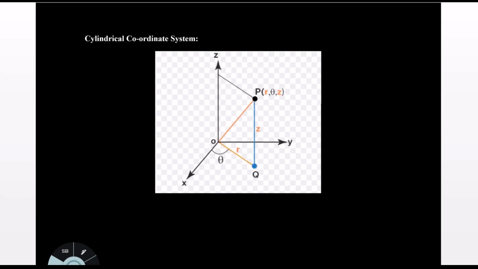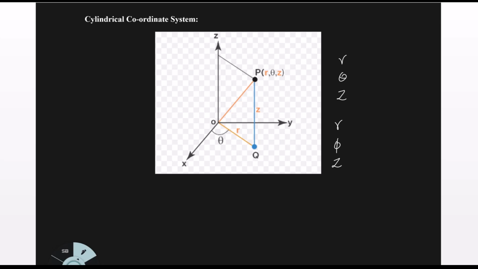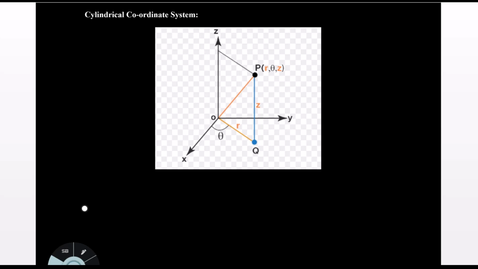Similarly, for another coordinate system, the cylindrical coordinate system, a point is represented by the letters r, theta, z, or r, phi, z, whatever it may be. Here we are using the letters r, phi and z to represent a point in the cylindrical coordinate system.